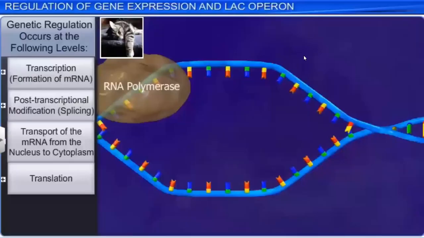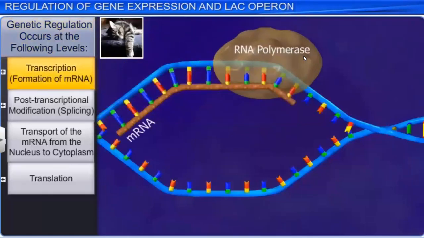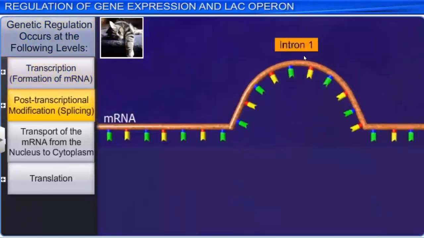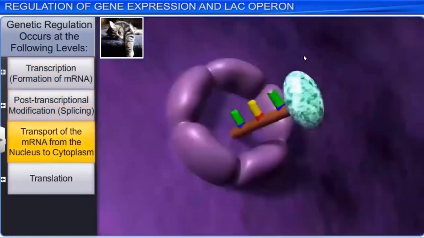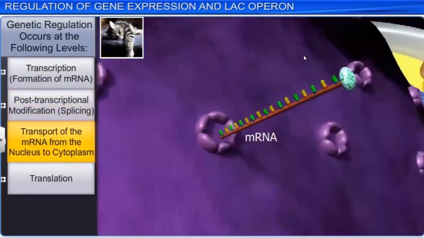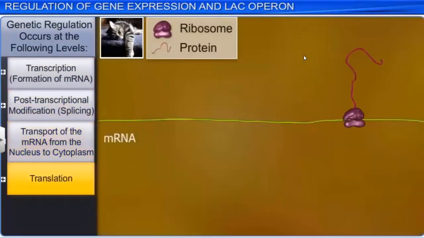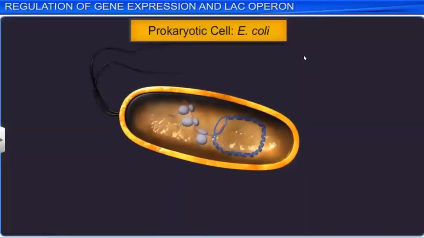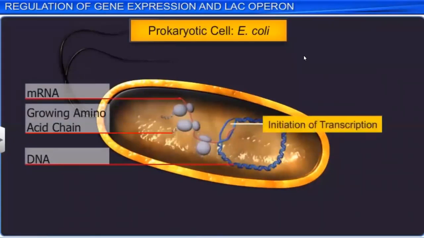In cats and other eukaryotes, genetic regulation occurs at the following levels: transcription, post-transcriptional modification, transport of the mRNA from nucleus to cytoplasm, and translation. While in prokaryotes such as E. coli, the predominant site of gene regulation is the initiation of transcription.